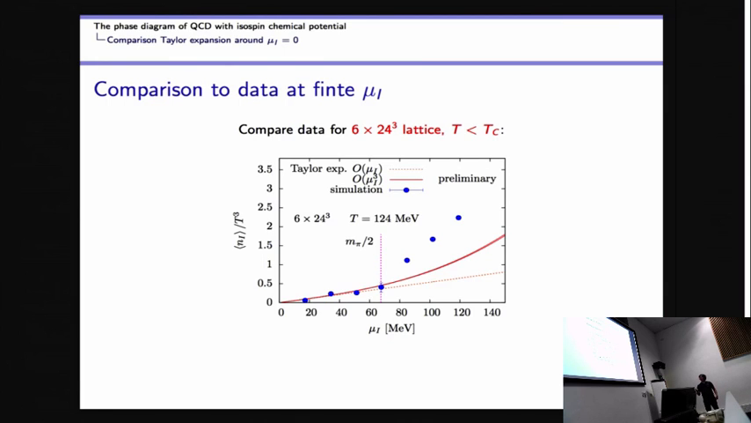These are our results for the isospin density, and this is the result from Taylor expansion. This curve here is order μi, and this curve here is order μi cubed. You can basically see that below the point where we hit the pion condensation phase, which is approximately here, we cannot really distinguish between the 2 curves with our data.